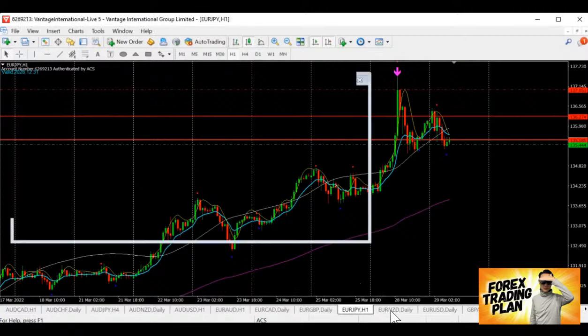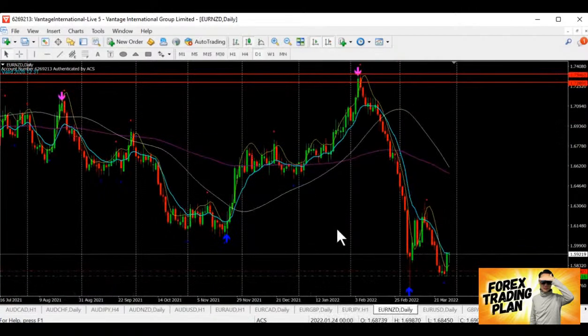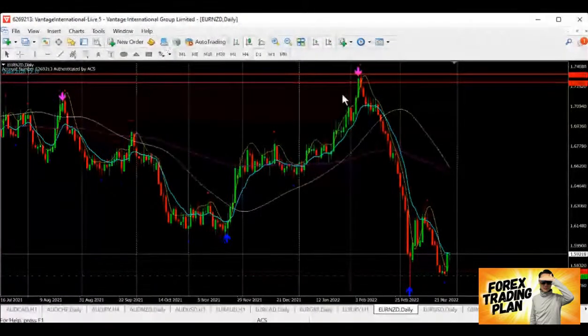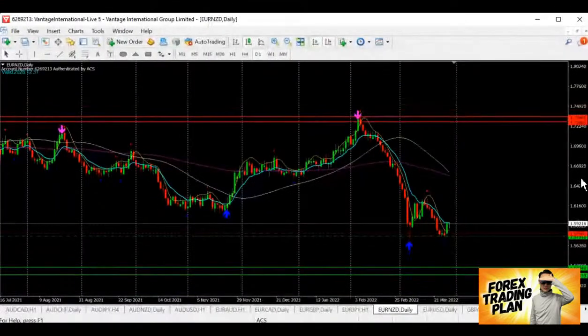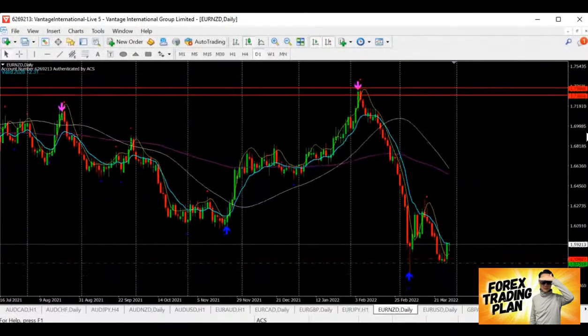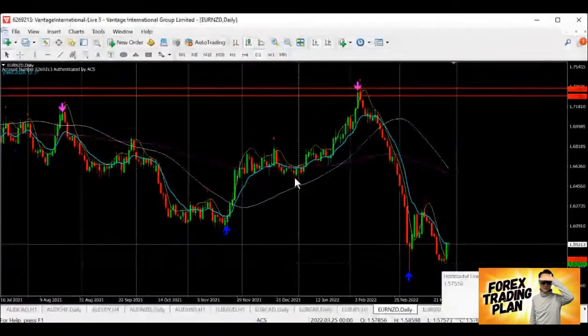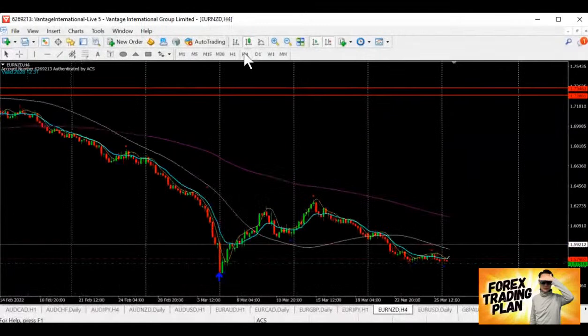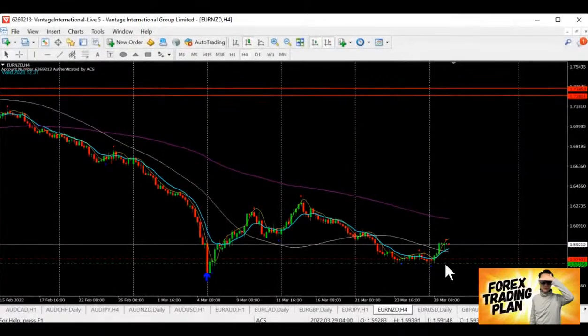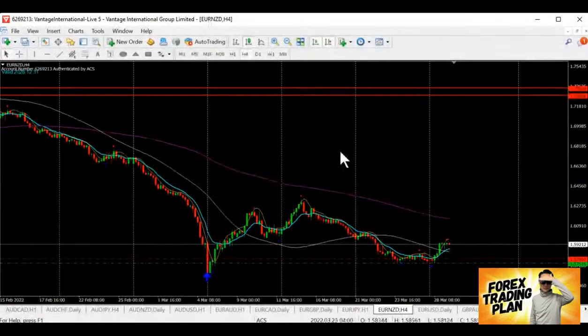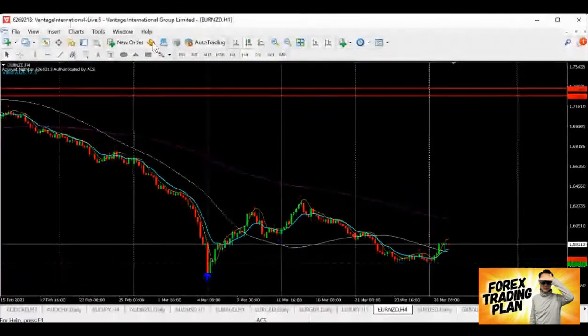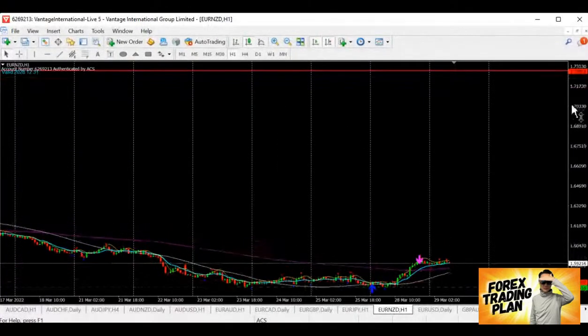So how about Euro Kiwi? Euro Kiwi, yesterday we had a retracement back. But like I said, it must break the support. However, it didn't break the support yesterday. It went up. So today will there be any chance of selling?